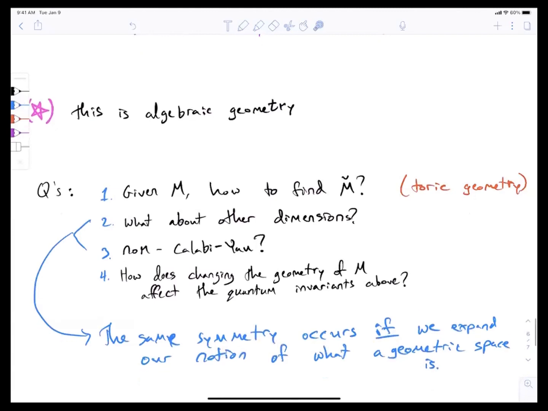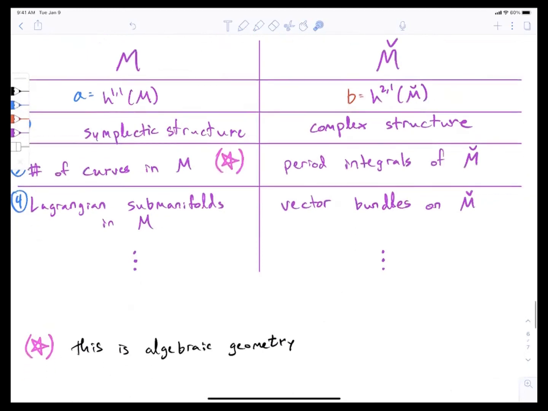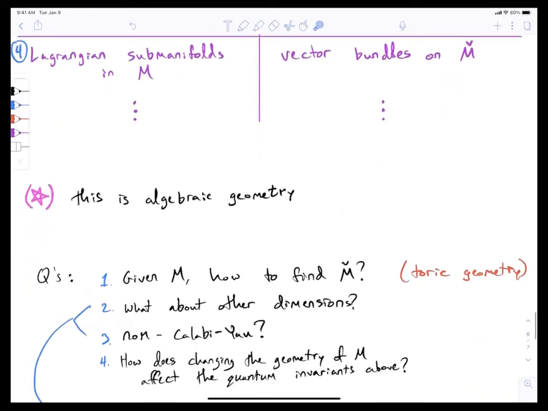And then finally, one question that I'm particularly interested in is, so we've got like trillions, maybe not trillions, but at least billions of candidate spaces for our universe. So one question is, does it really matter which one we choose? If I change the geometry of my space M from one M to some other, how does it affect different invariants that the physicists care about? How does it affect, for instance, the number of curves or the number of submanifolds of a certain type? So those are really the questions I'm interested in.